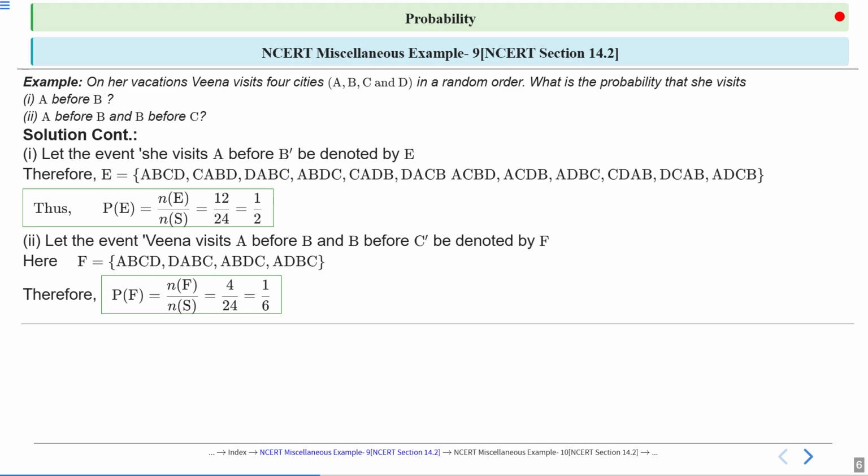So I hope it is clear to all of you. Simply, we first denoted the sample space and found the number of elements in it, and then we let the event E be that Veena visits A before B. Then we calculate the probability of E, which is equal to 1 by 2. In the second case, we let the event A before B and B before C be F. Here F contains 4 sample points, and we found the probability of F is 4 by 24, which is equal to 1 by 6. Clear? So now let us move to the next example.